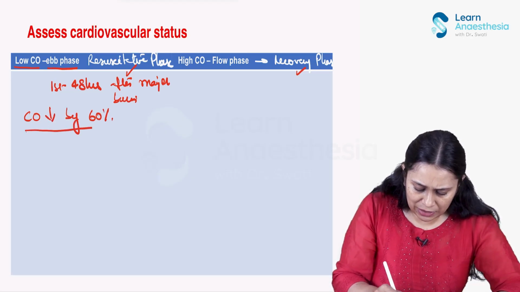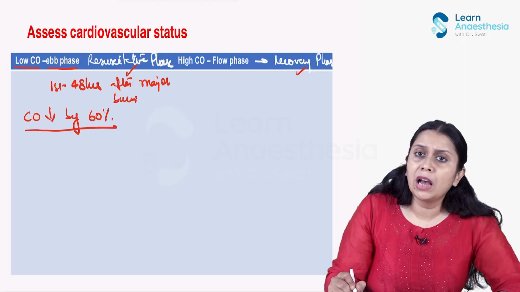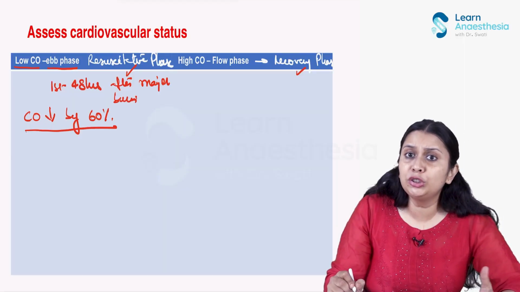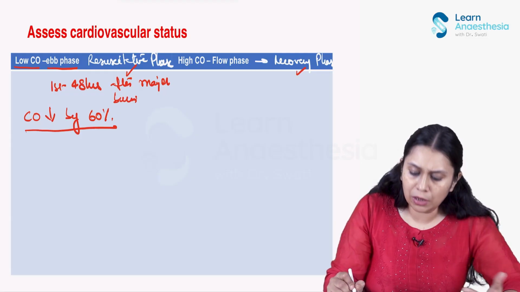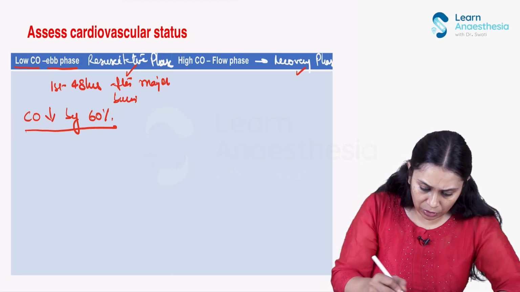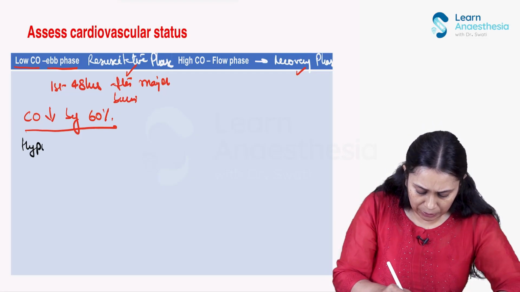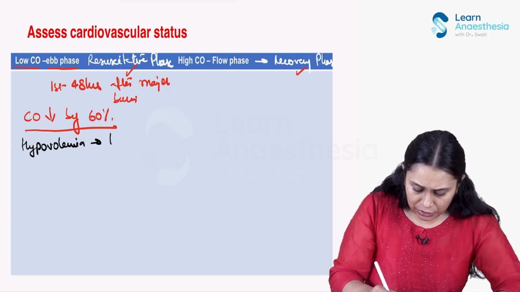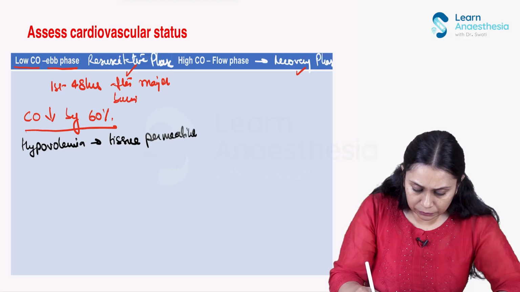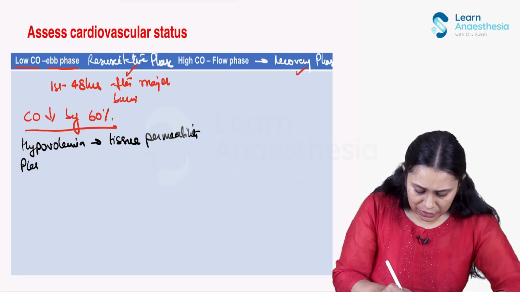Now, why is this happening? This is happening because of hypovolemia due to increased tissue permeability as a result of burn injury. So, this is happening because of initial hypovolemia, because of tissue permeability. This causes plasma loss.